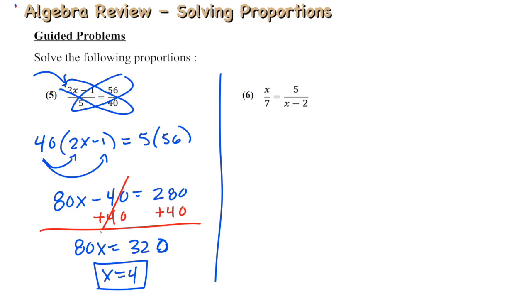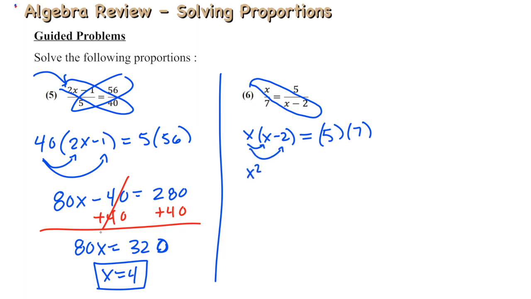Now for problem number 6, notice that when we cross multiply, we are going to get an algebraic expression with an x squared term. When we distribute, we get x squared minus 2x equals 35. And in our notes for solving quadratic equations, we said that you always must get 0 on one side of a quadratic equation.